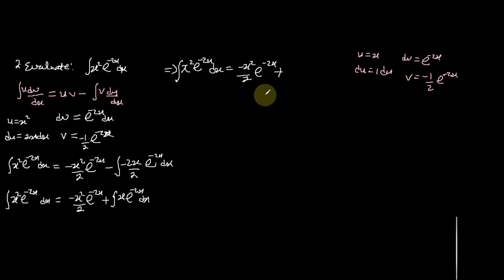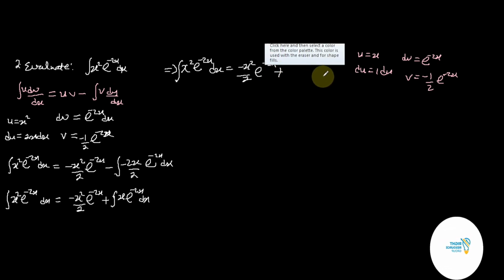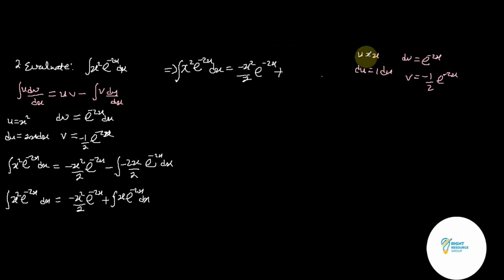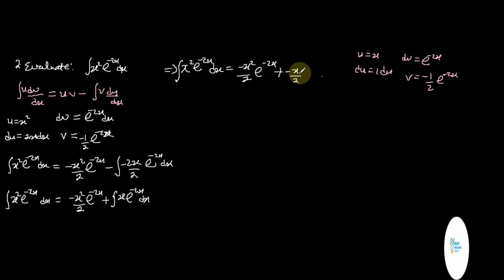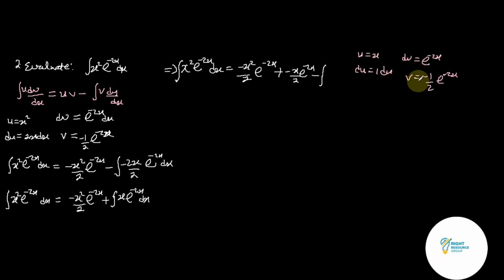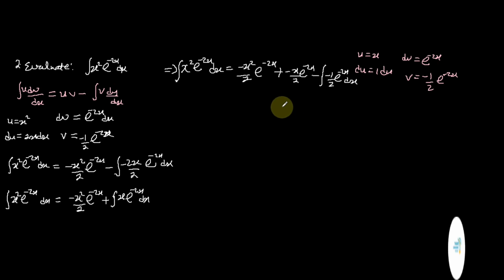Integrate this, you have this. So substituting this now here, we are going to have this to be plus uv. Now the same procedure, for uv we have minus x over 2 e^(-2x), minus the integral of v du. For v we have v to be this, then du to be this. We are going to have minus 1 over 2 e^(-2x) dx.